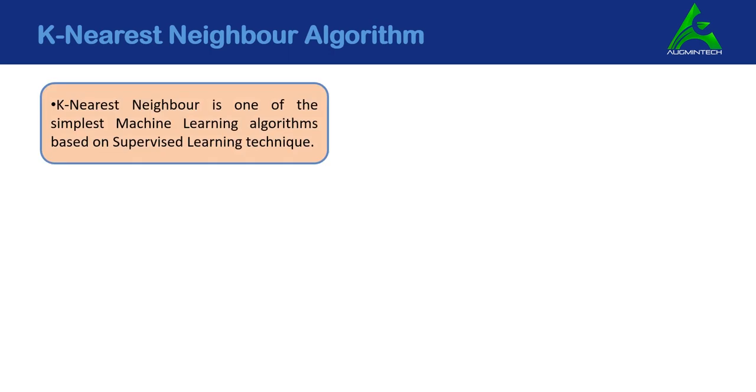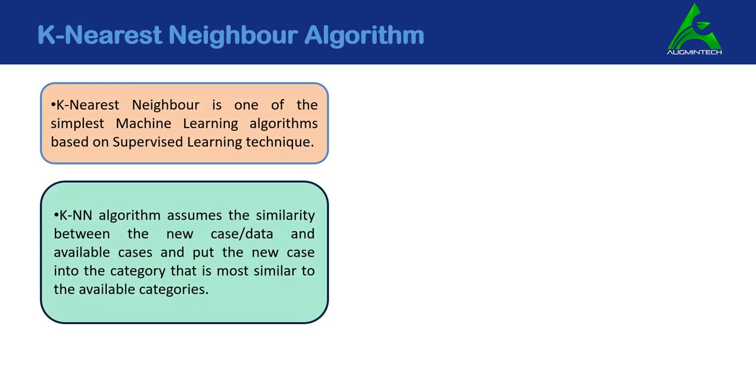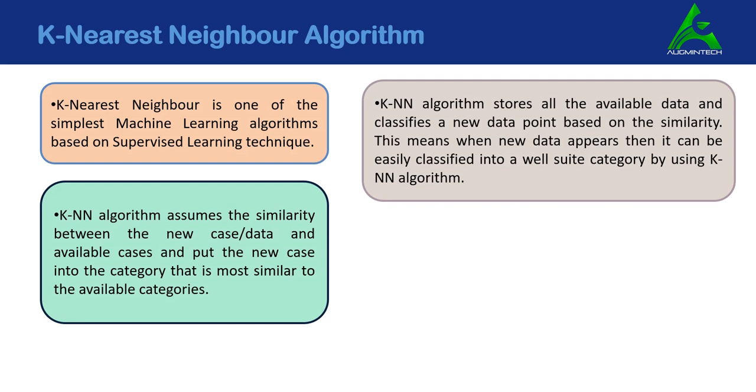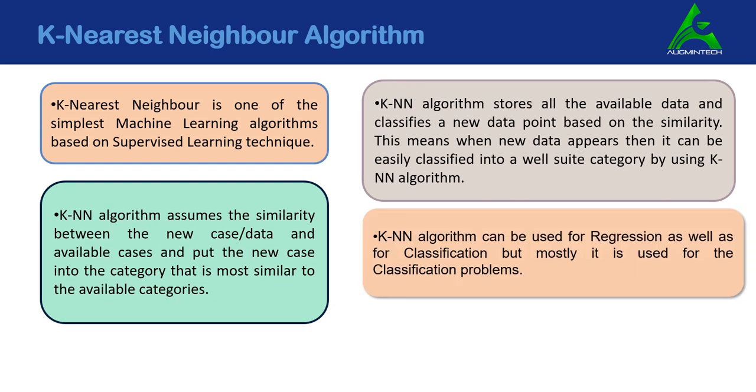Now let's see what is the k-nearest neighbor algorithm. K-nearest neighbor is one of the simplest machine learning algorithms based on the supervised learning technique. It assumes similarity between the new case or data and the available cases, and puts the new case into the category that is most similar to the available categories. It stores all the data and classifies a new data point based on similarity. This means that when new data appears, it can be easily classified into a category using the KNN algorithm. It can be used for regression as well as classification, but mostly it is used for classification problems, to classify new data into a well-suited category.